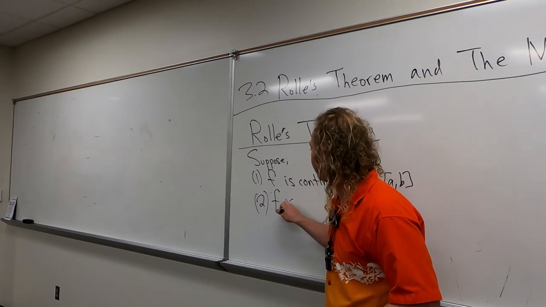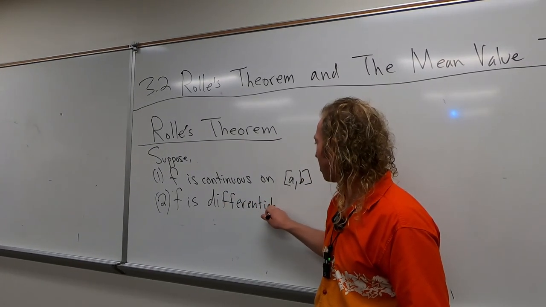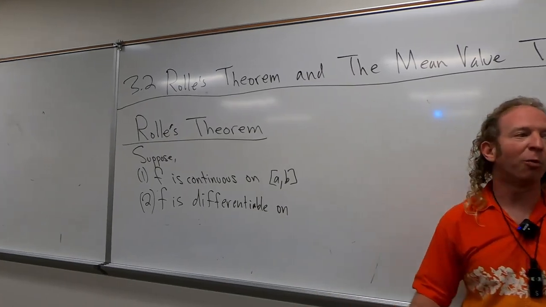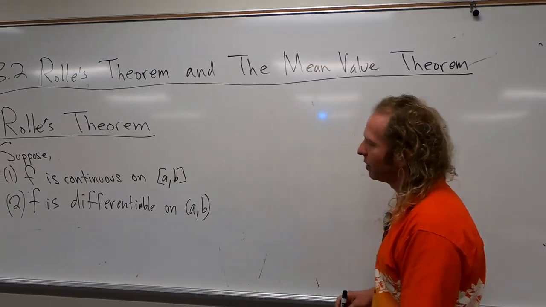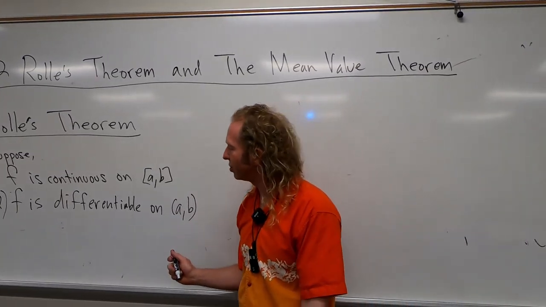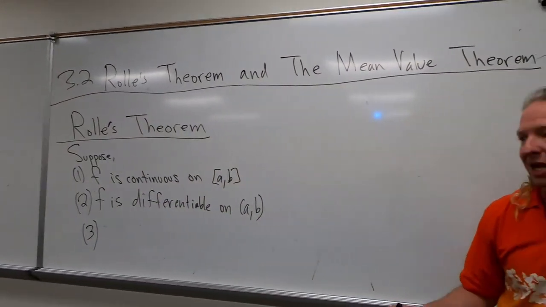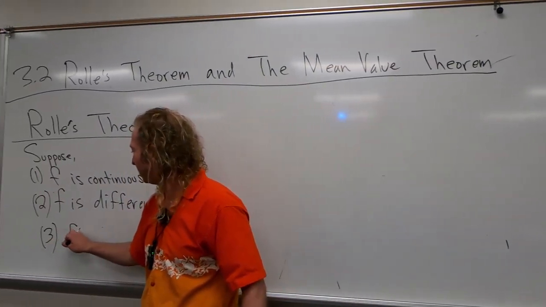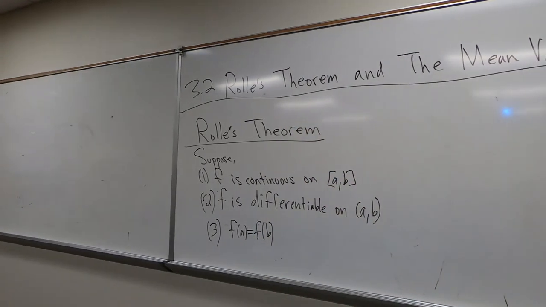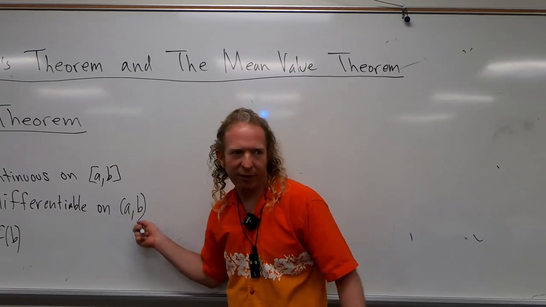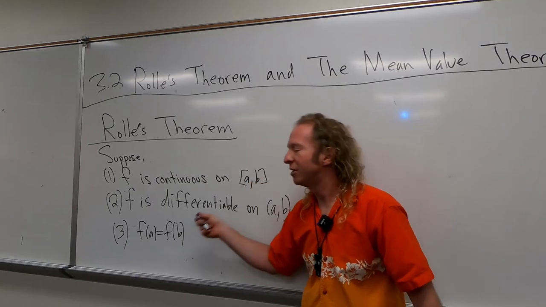Two, f is differentiable, so you can find the derivative of it, on, and this time we look at the open interval, so with parentheses, (a, b). So continuous and differentiable, those are the two main conditions. Three, the y values at the endpoints are the same. So f(a) is equal to f(b). It's pretty easy to memorize: continuous, differentiable, and when you plug these numbers into your function, you need to get the same answer, so they're equal.